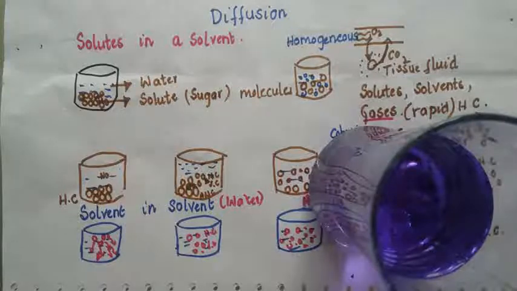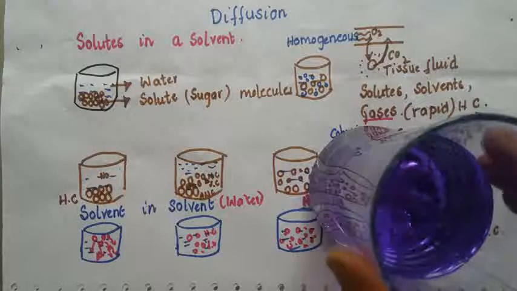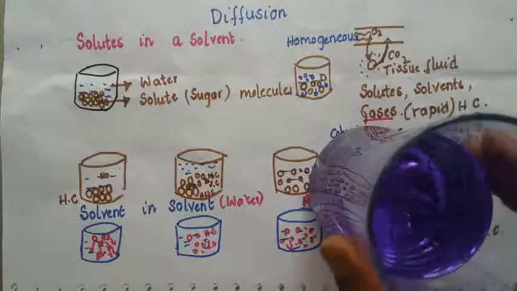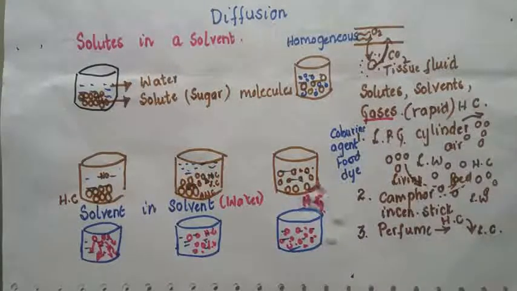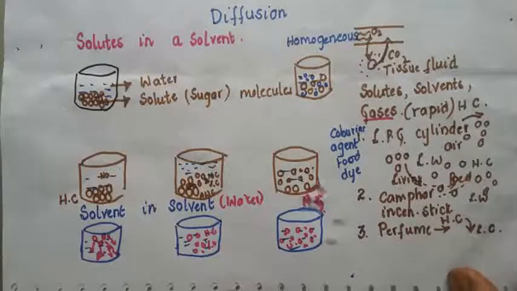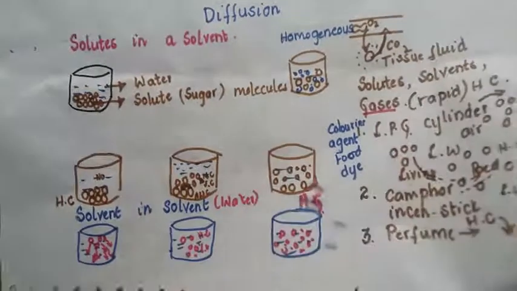Children, such diffusion is found in plants, which helps in the movement of water molecules or mineral salts from a region of higher concentration to a region of lower concentration. Right? Okay. So how do we define the word diffusion?